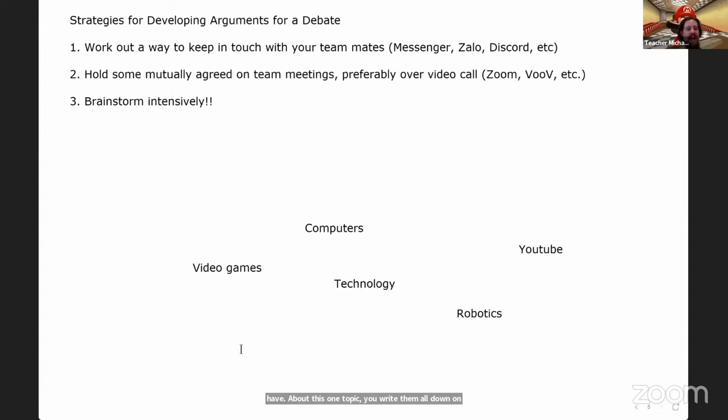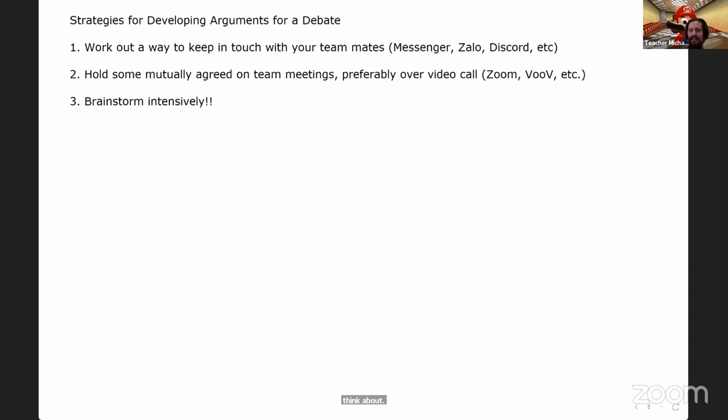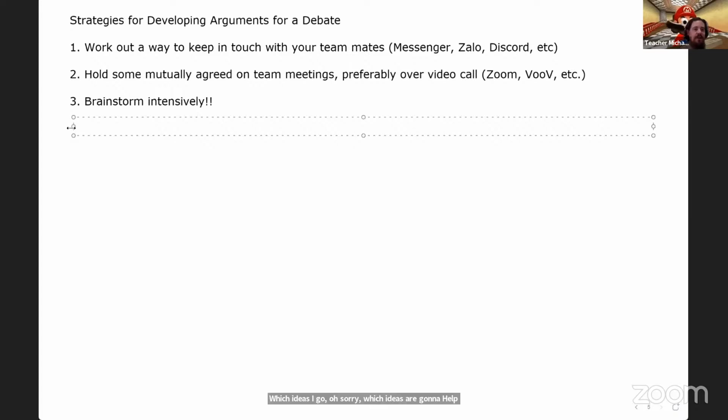It may not seem like much, but it will help you come up with so many good ideas that you didn't even think about. Because if you can find any ideas that are on the topic of the debate, you don't know which ideas are going to help you come up with other ideas for arguments you can use. So brainstorming is an incredibly effective tool to use.